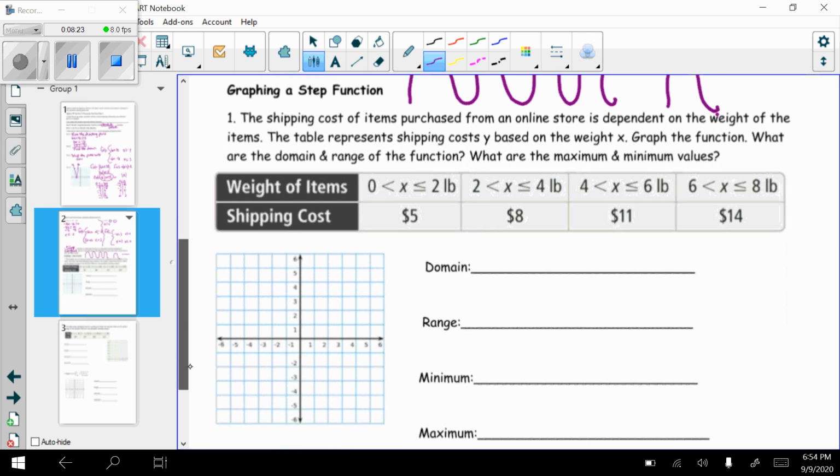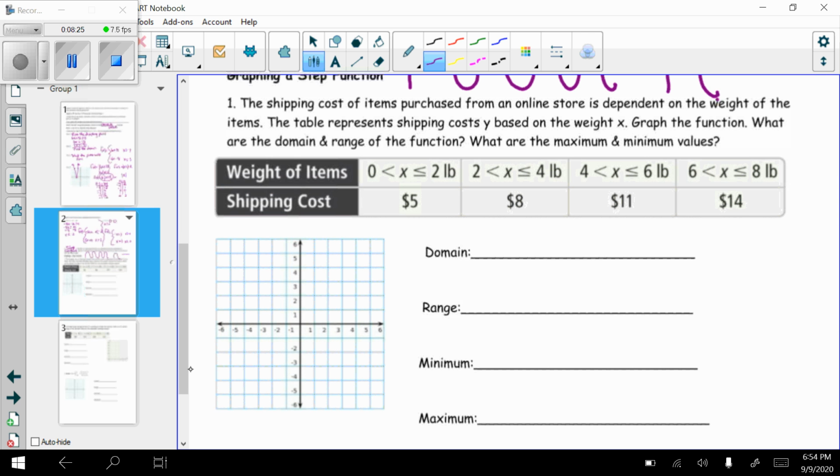So we're going to look at a word problem first. The shipping cost of items purchased from an online store is dependent on the weight of the items. The table represents shipping cost y, so these are my y values, based on the weight x. These are my x's. Graph the function. What are the domain and range of the function, and what are the maximum and minimum values? So this first one, for every x between 0 and 2, 2 included, my y is always 5. So that's just the horizontal line at y equals 5.